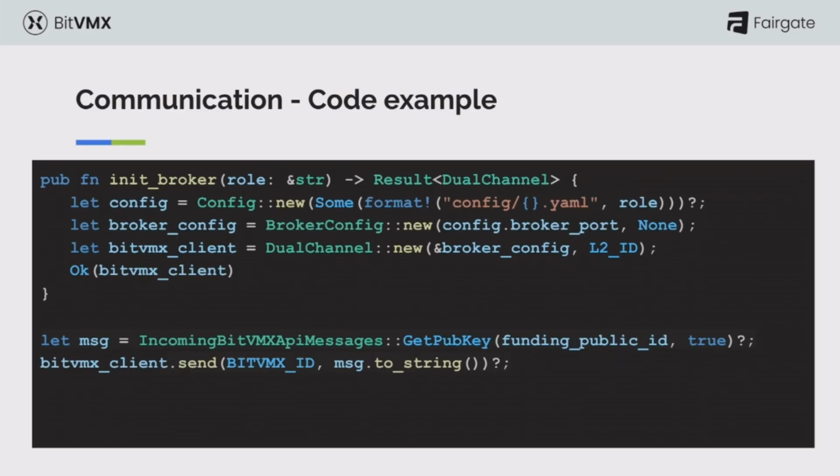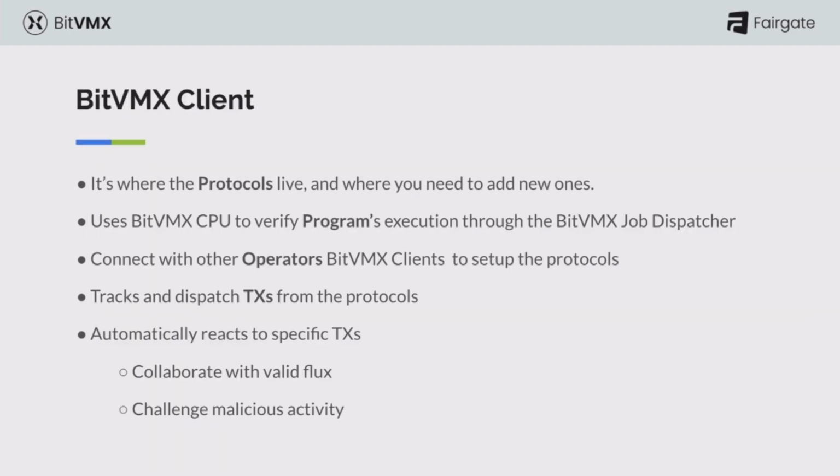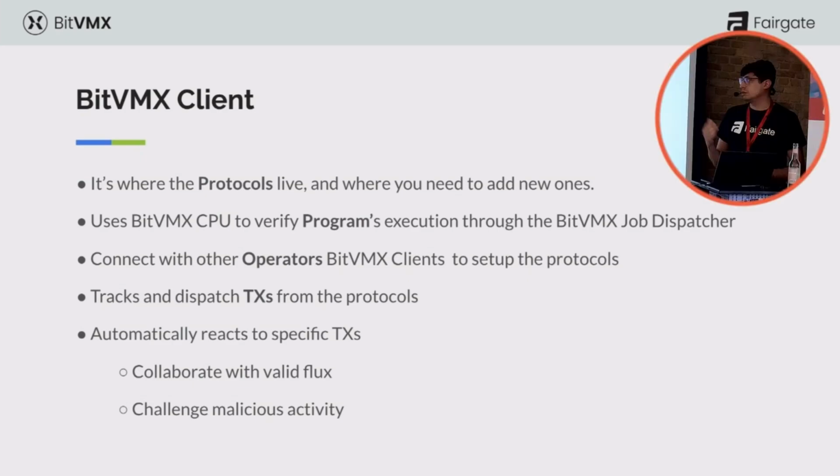So you mostly need to pay a lot of attention to the incoming BitBMX API message, which is in BitBMX client types. And the result that you will be getting is an outgoing BitBMX API message. As we were saying, all of our messages will be going directly to the BitBMX client, which will be the one that's coordinating stuff. What is BitBMX client? It's where the protocols live. It's where we need to add the new ones.